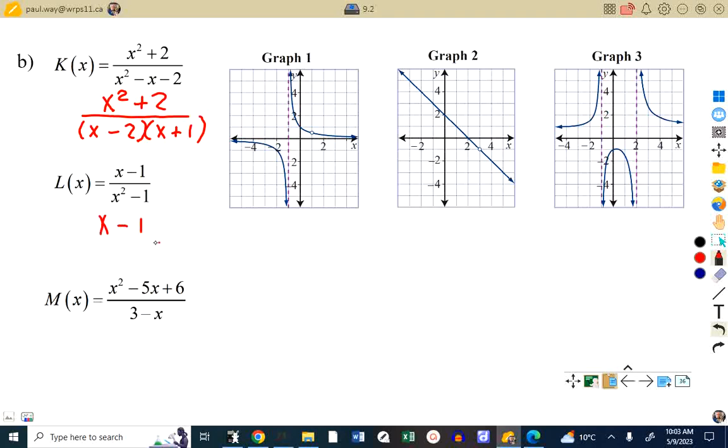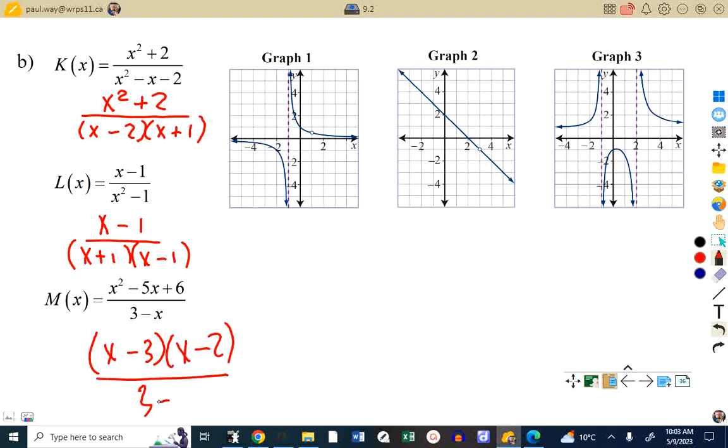L of x is x minus 1 over x plus 1, x minus 1. M of x is x minus 3 times x minus 2 over 3 minus x. Okay, let's start with k of x. Does k of x have non-permissible values? 2 of them, right? Is it 2 asymptotes? Is it 2 holes? Is it one of each? What is it?